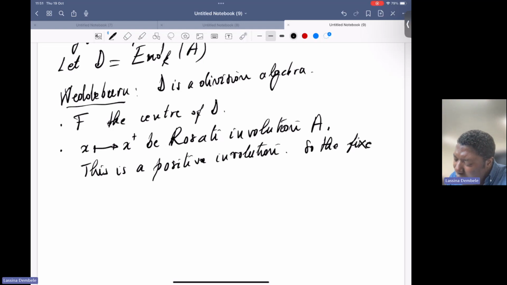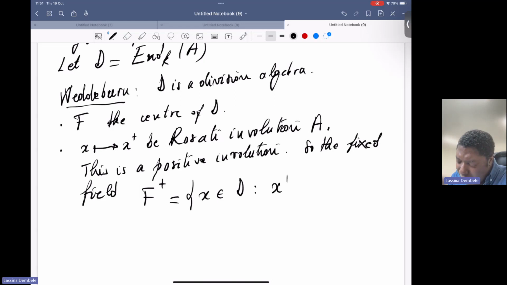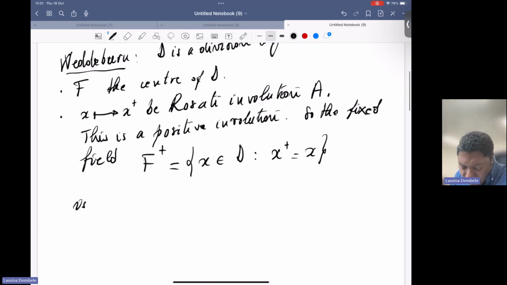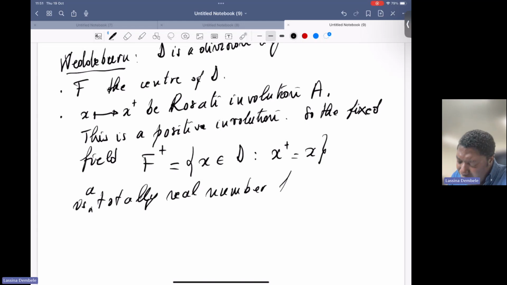So the main takeaway from this is that if we consider the fixed field of that involution, I'm going to call this field F dagger, and it would be all the elements in the division algebra such that under the Rosati involution, they are equal to themselves. The consequence of the fact that the Rosati involution is positive is that this is a totally real number field.